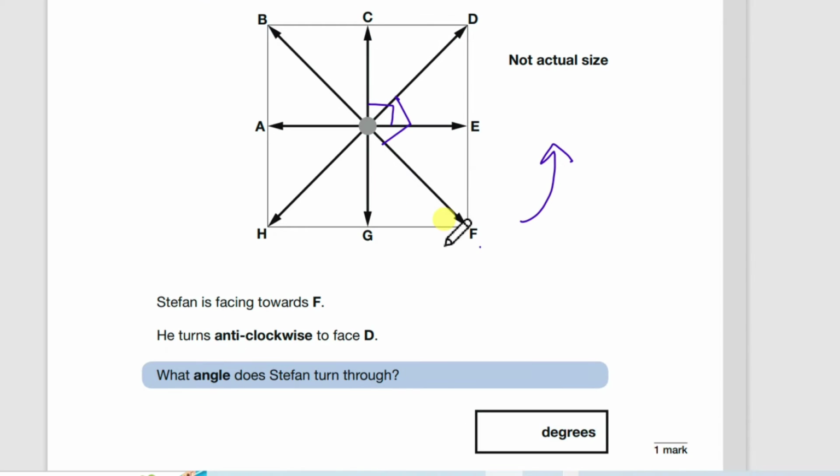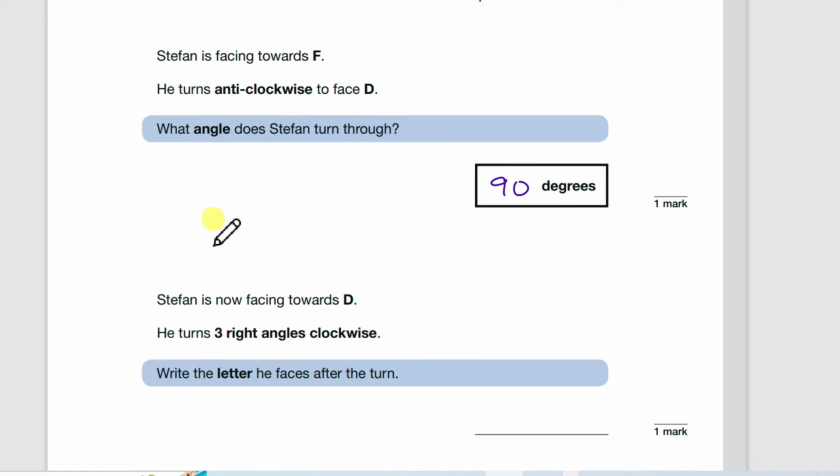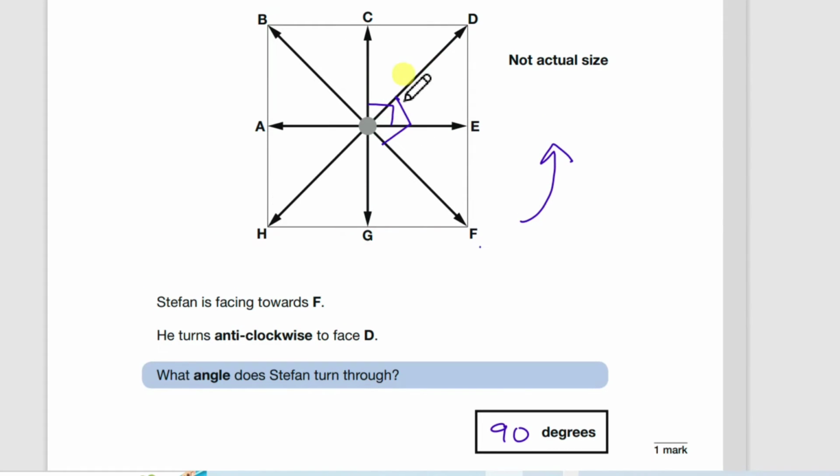What angle does Stefan turn through? Yep, it's 90 degrees. He turns a perfect right angle. Stefan is now facing towards D. So let's start looking at D. D is going to be this length here.